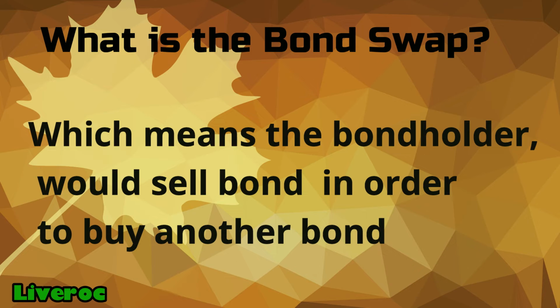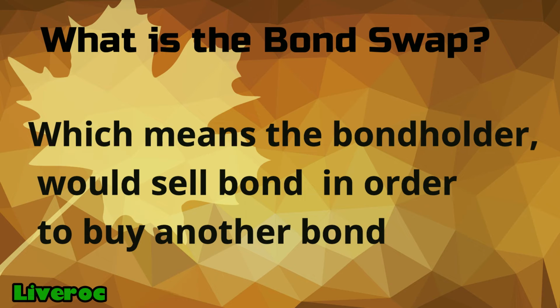But for now, let's say it's just purely to buy and to sell. It's basically to sell one bond and also to buy another bond. This happens normally before the maturity date of the first bond arrives, which means before the first bond matures. But it will be sold, then the proceeds will be used to buy another bond.